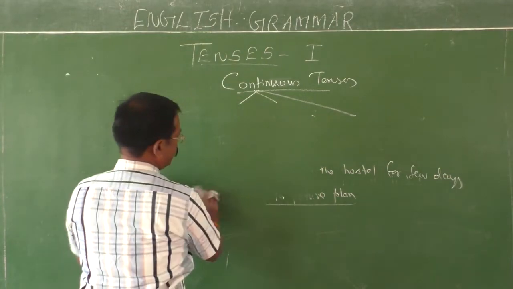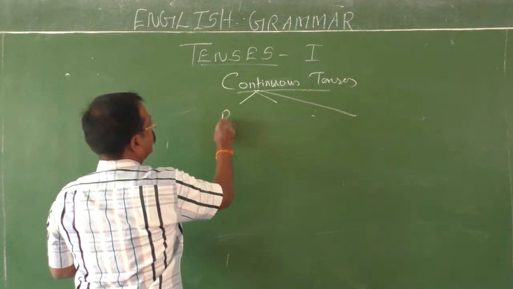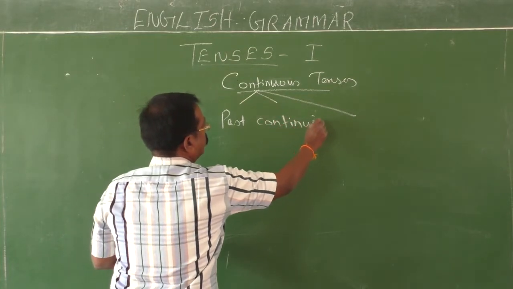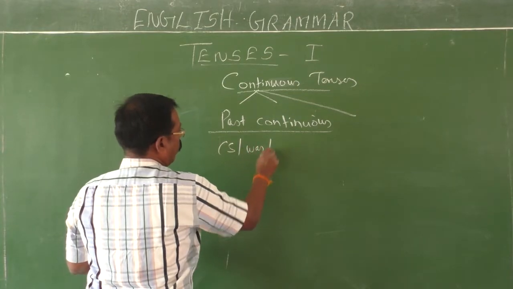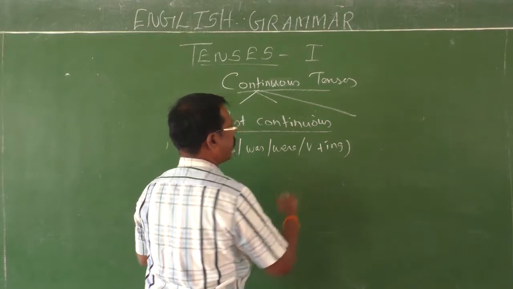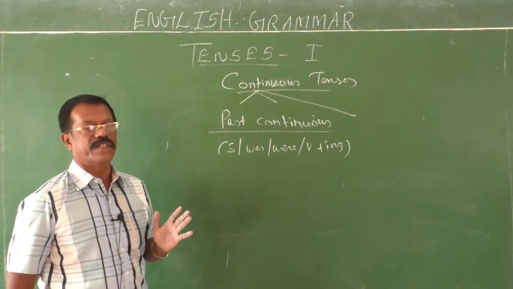So these continuous tenses are for three: present continuous, and next, past continuous. What is the basic formula for this past continuous? Subject, was, were, verb plus ing. Okay. Where can we use this past continuous tense?